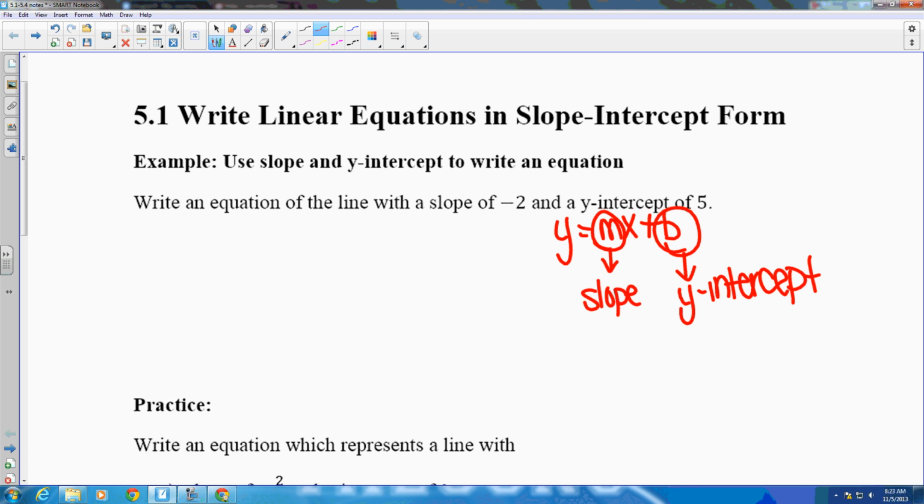When we are given the slope and y-intercept, this is not a very hard problem. You just have to put the -2 in where the m is, and the 5 in where the b is. So y equals -2x plus 5, and we are done.